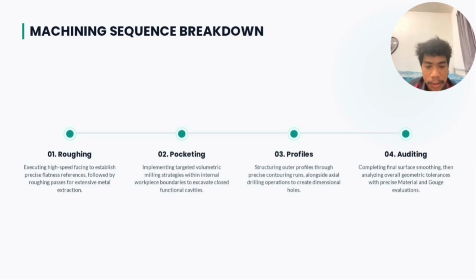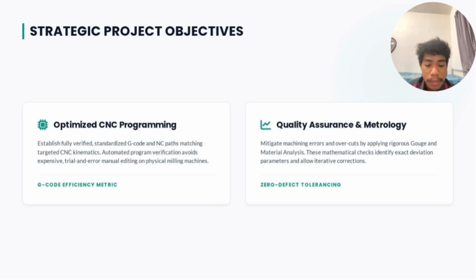Next is the slide showing the machining sequence used in our project. The first process is roughing, where large amount of material is removed quickly to form the basic shape of the workpiece. Next is pocketing, which creates internal cavities and removes material from selected area. The third process is profile, where the cutting tool follows the outer contour to produce the final shape and dimension. Finally, auditing is performed to inspect the finished part, verify dimensional accuracy, and ensure that the machining process is completed successfully.